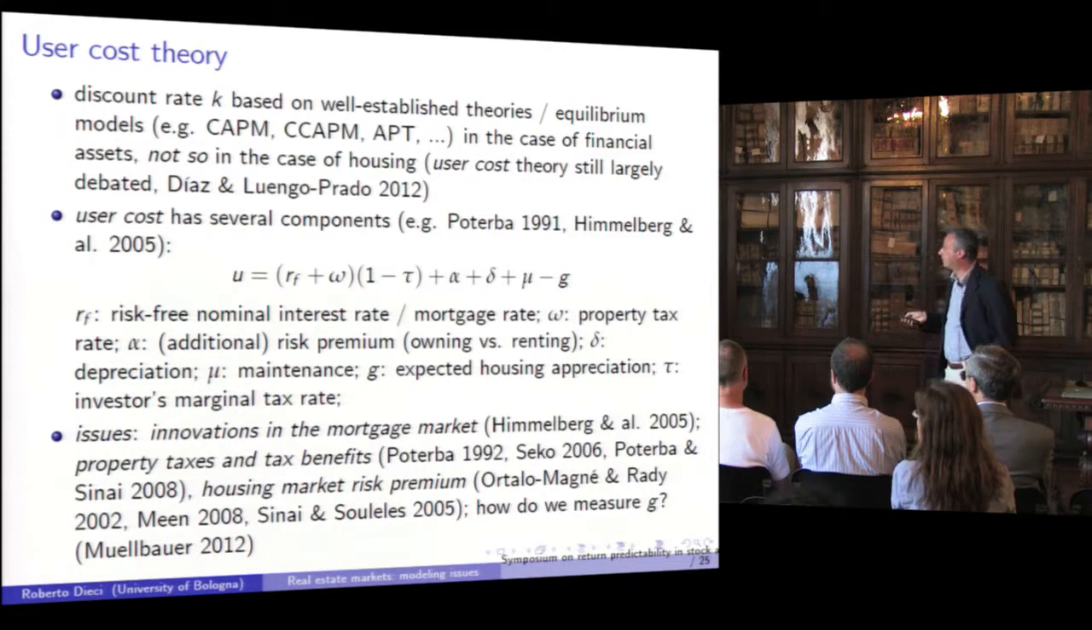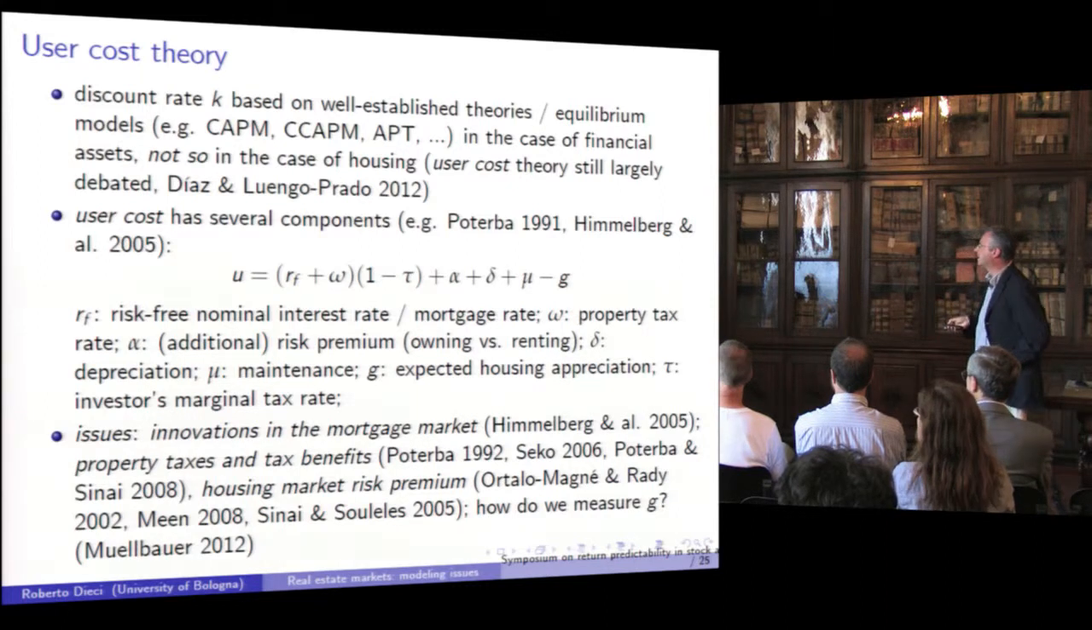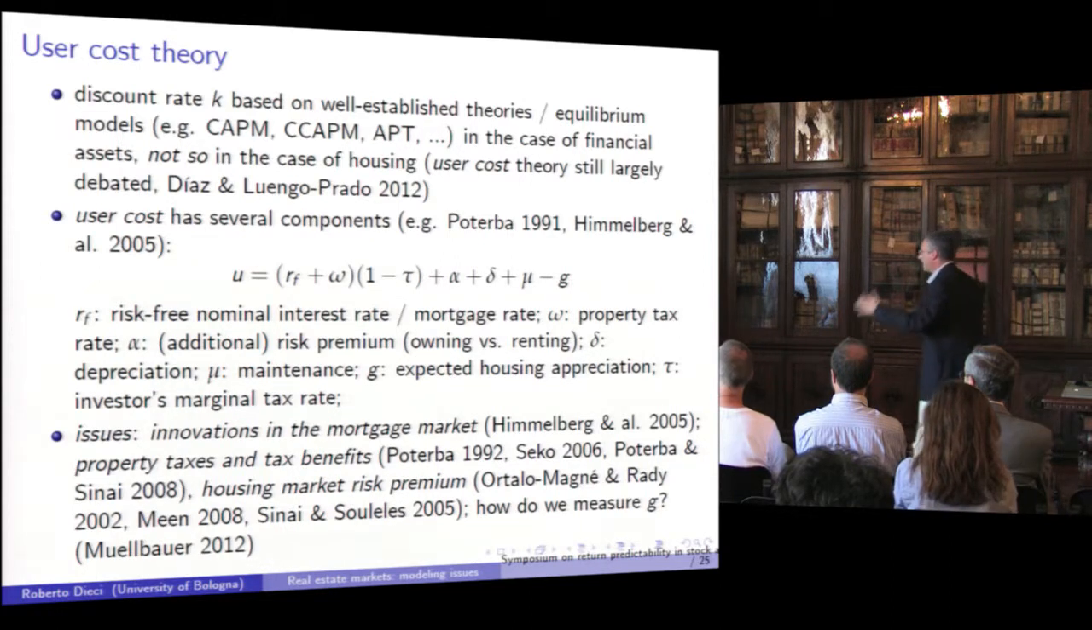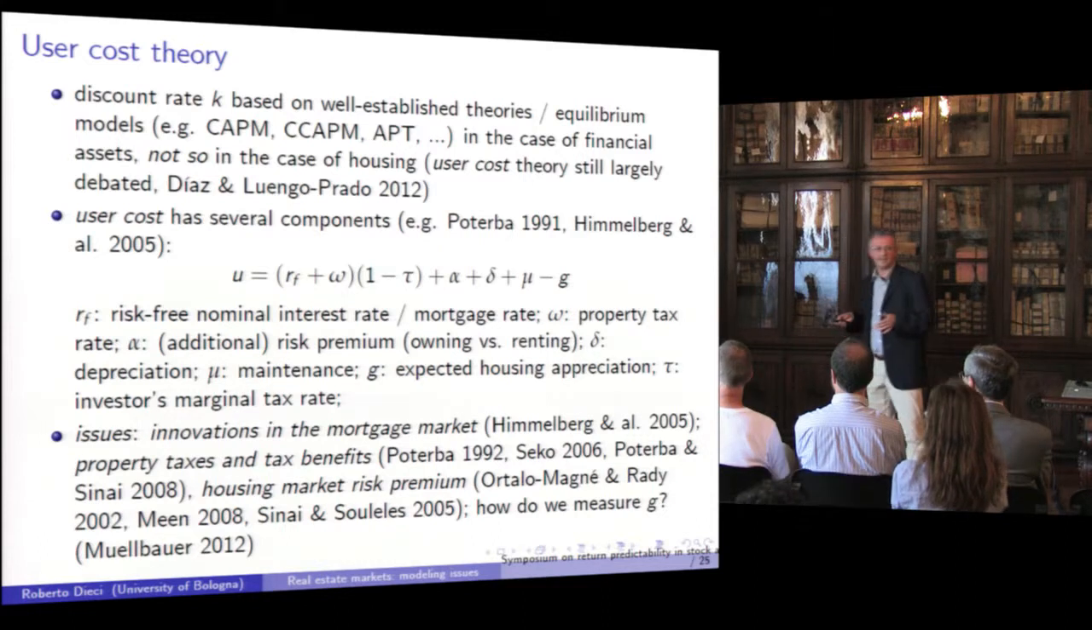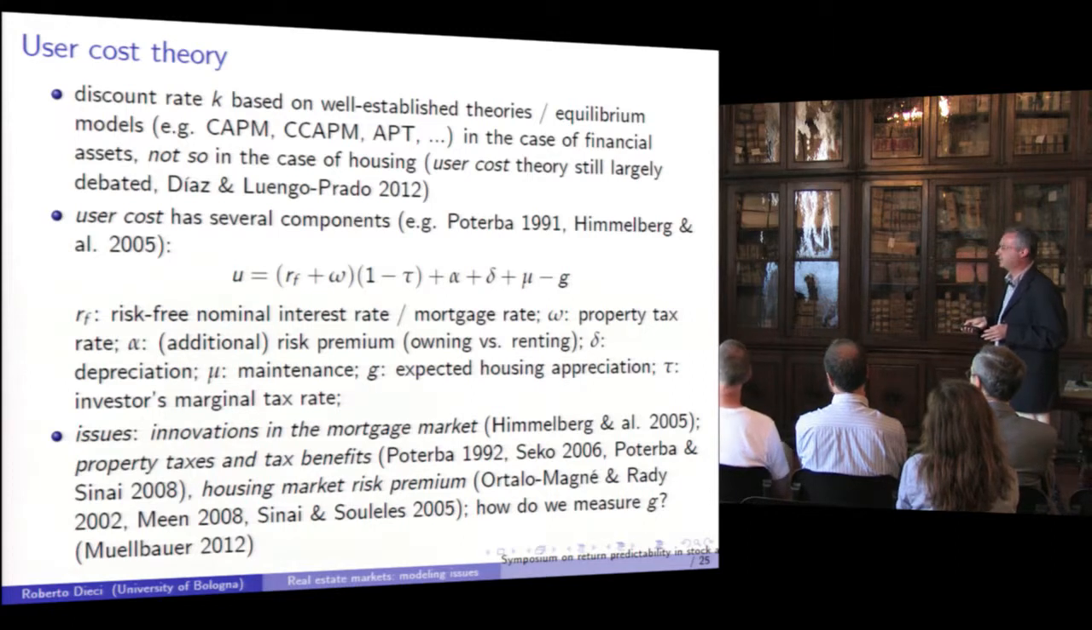What are the issues with this formula? There is a lot of literature about this. What is the impact on RF, the mortgage rate, for instance, of innovations in the market? They have an effect on the cost of mortgages. Of course, another issue is the property tax and tax benefits. They vary largely across countries and depend on government policies. In Italy, they also vary chaotically over time. We know this. Then there is the issue of the housing market risk premium. Another issue is how we measure G, the expected appreciation, and so on.